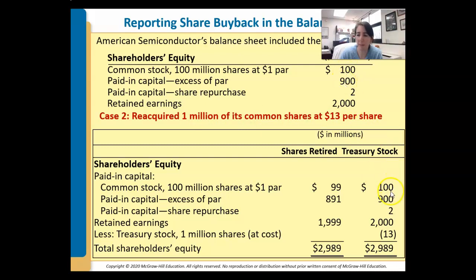Nothing would be touched. Common stock, paid in capital, the two for the share repurchase, 2,000, and then you have a -13 for the recording of that treasury stock.